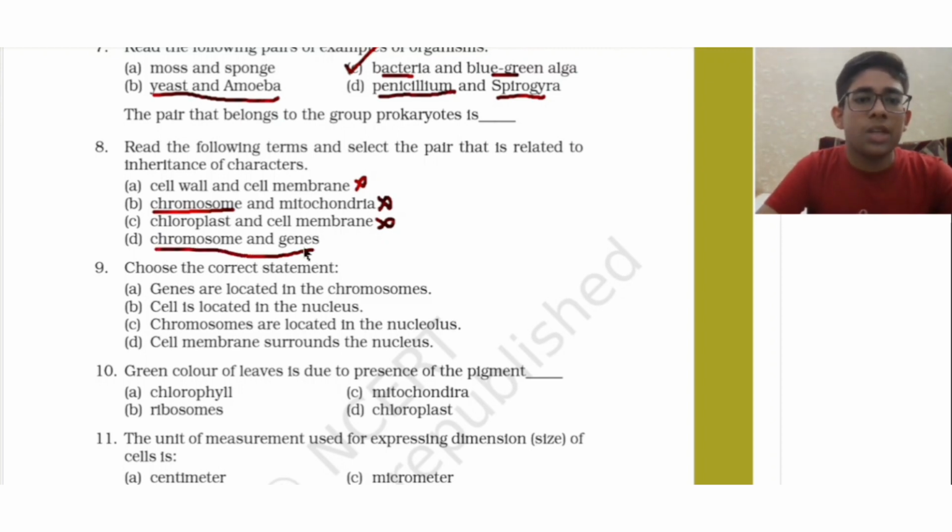Next option, option D, chromosome and genes. We know that chromosomes, I told you in the previous question, are these structures which store genes, and genes are the basic structures which store DNA, and both of them are the structures which are associated with inheritance of character, that is passing on the basic characters. Like a human has 23 chromosomes and the subsequent genes that will lead to formation of human. So this is the correct option, option D.